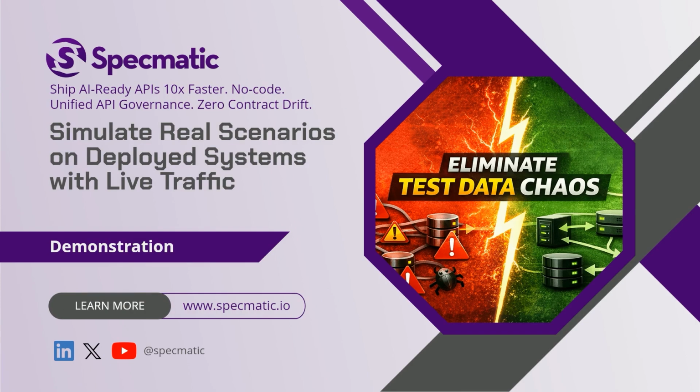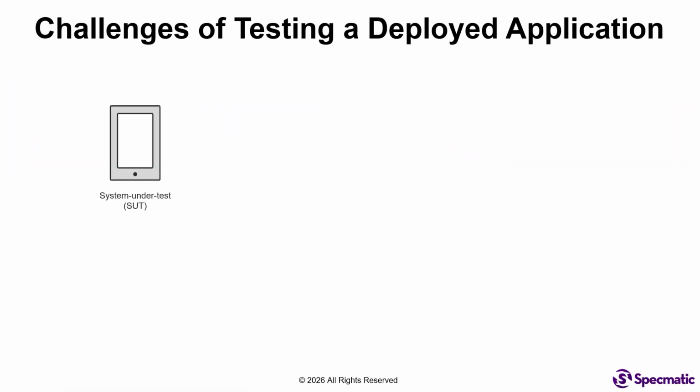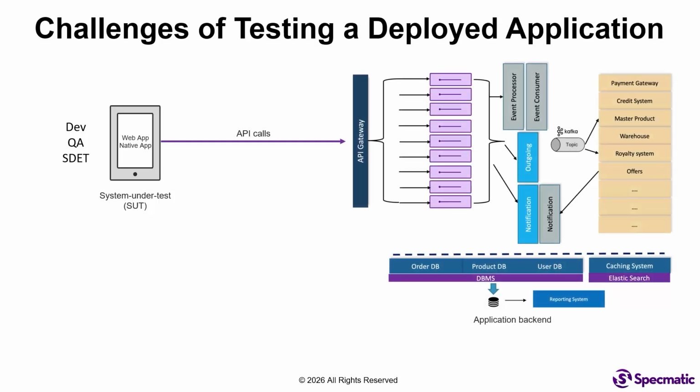Let's look at some of the challenges of testing a deployed application. You have your system under test, which is used by developers, QAs, SDETs, either in the form of your web application or native apps. When they access this application front end, API calls would be made to the application backend, and based on the interactions of these users, application functionality would be performed. What could be some of the challenges of testing in such an application?